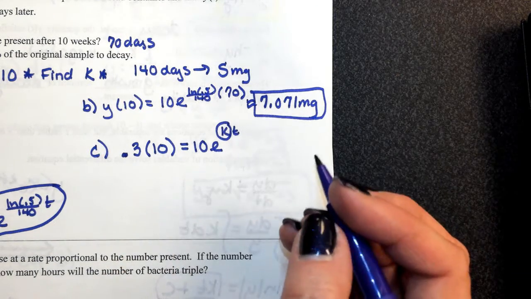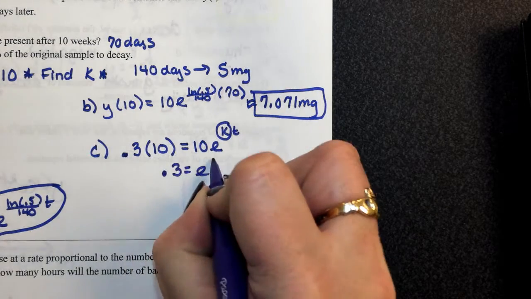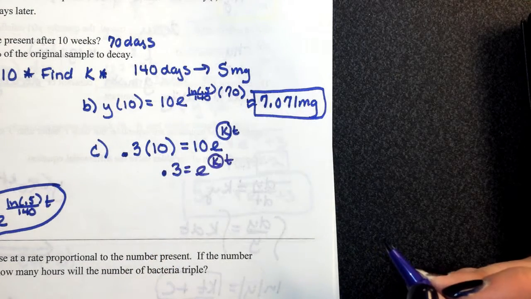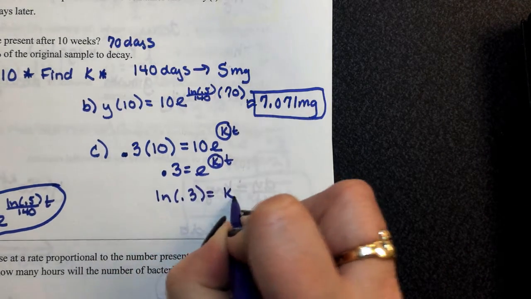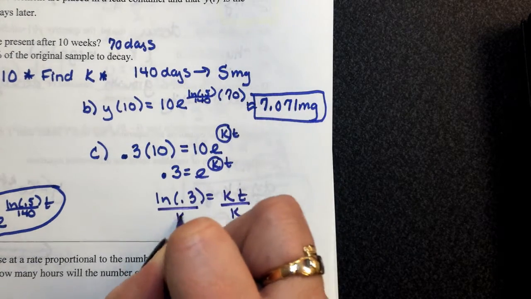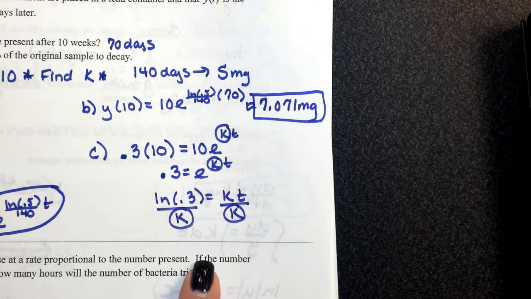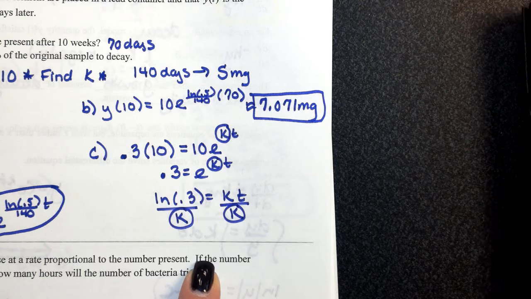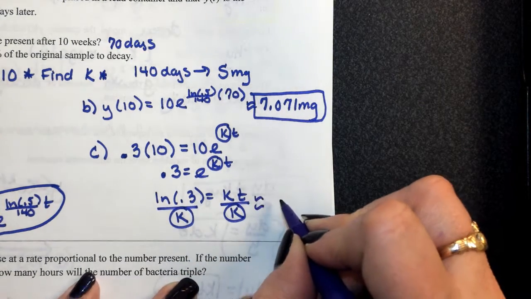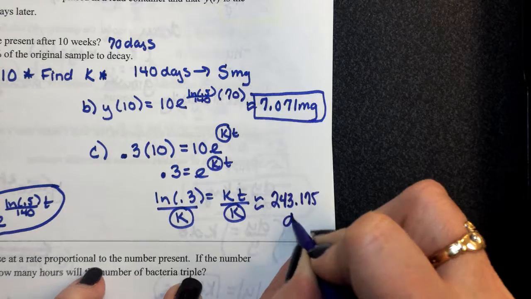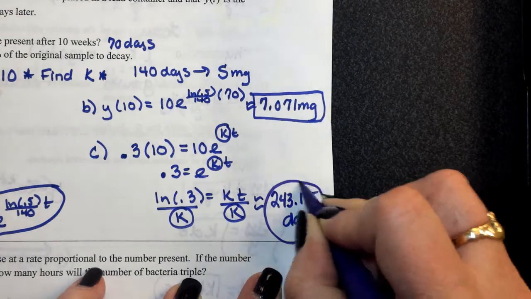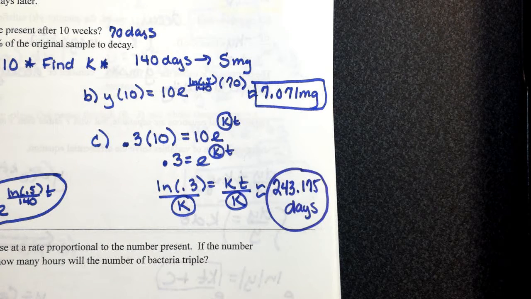So obviously I can divide both sides by 10, so that's going to give me 0.3 is equal to e raised to the k times t power. So I'm going to take the natural log of both sides, so the natural log of 0.3 is equal to k times t. And then I can divide by that k value I've stored in the calculator. So natural log of 0.3 divided by k. So it's going to take approximately 243 days, 243.175 days. Okay. So any questions on that particular example there?